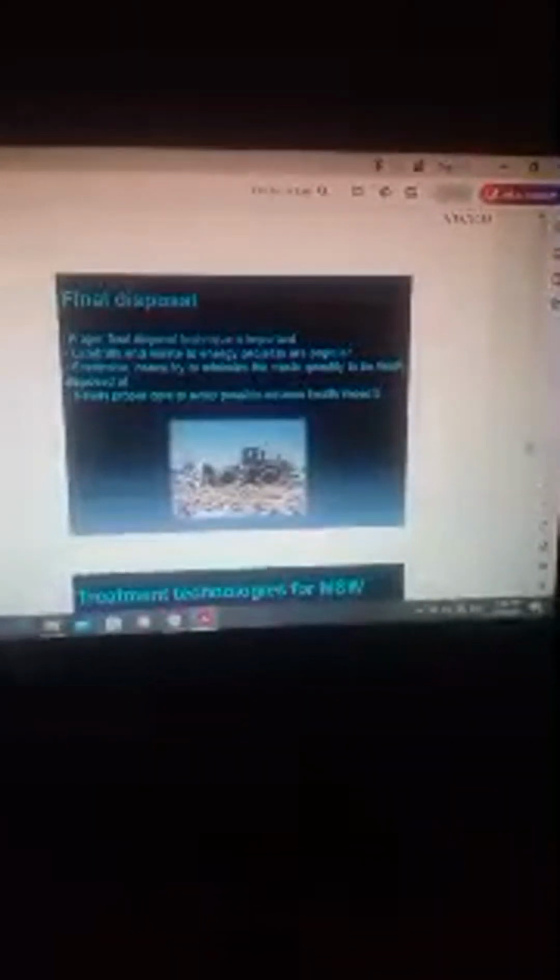Final disposal. Proper final disposal technique is important. We talked about recycling and reuse; after that, it comes to final disposal. Landfills and waste-to-energy projects are popular but expensive, hence try to minimize the waste quantity to be finally disposed. It needs proper care to avoid possible adverse health impacts.